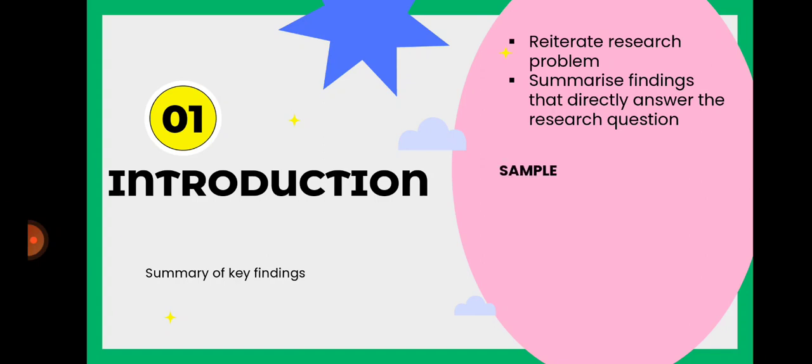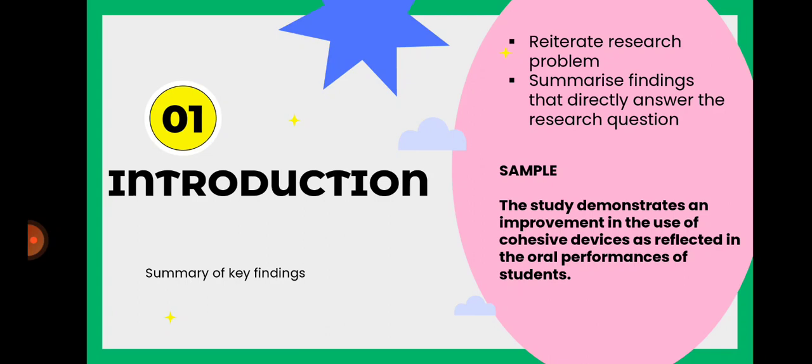Here is a sample I have for you. The study demonstrates an improvement in the use of cohesive devices as reflected in the oral performances of students. This is the way I have started, and now you can understand that we are summarizing only that aspect which is the most important from our research perspective, or from the research question that we have already stated earlier.